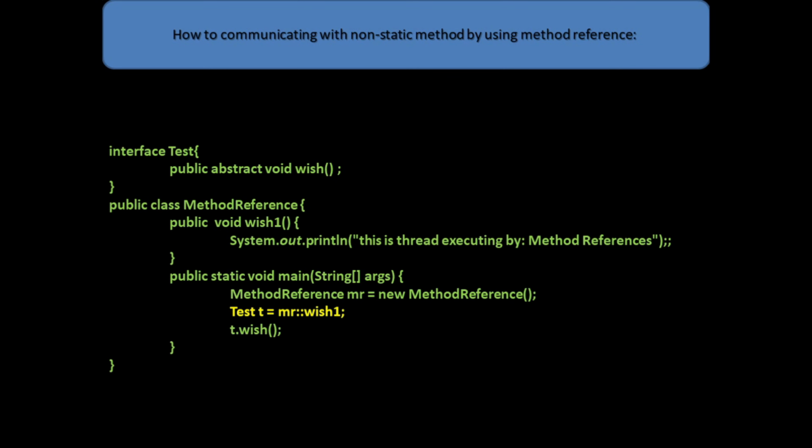Now you see how to communicate with a non-static method by using method reference. In this example, interface Test, inside the Test interface one abstract method, and then public class MethodReference inside which a method is defined. Inside the main method we define MethodReference mr equal to new MethodReference, and Test t equal to mr double colon the method name, meaning t is a reference data type of the Test interface and mr is a reference data type of the MethodReference class, double colon is a representation of method reference, and then we call the method.